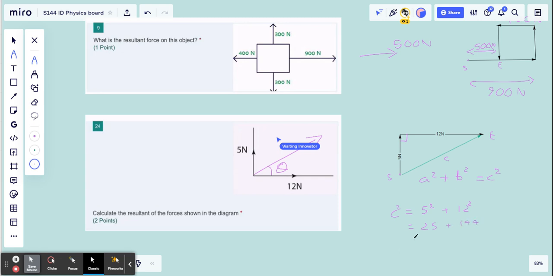And so when we add those together, in my head, that's 169. So c is going to be equal to the square root of 169, which is, it's actually a whole number, which presumably shows us that we've done the answer right, because it's actually 13. So the answer's 13 newtons. So that's how you do those kinds of questions.